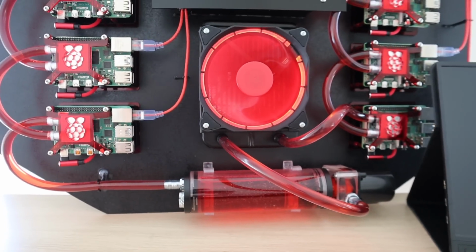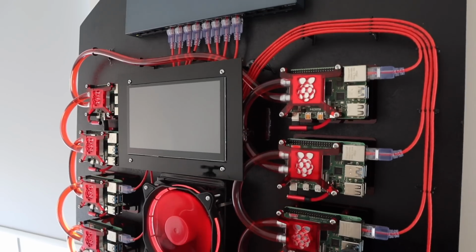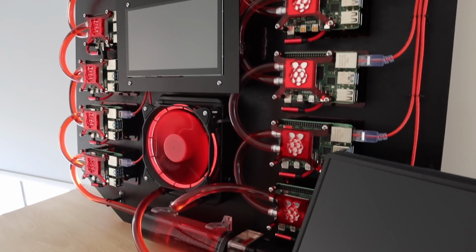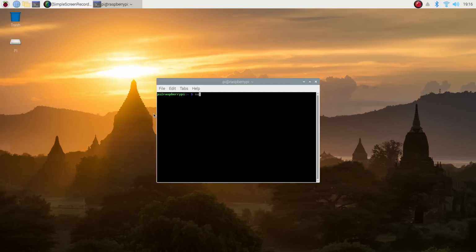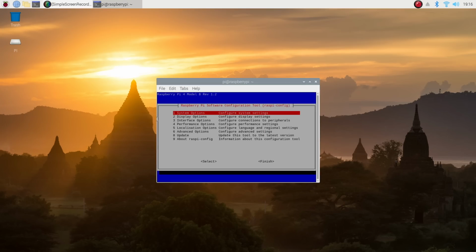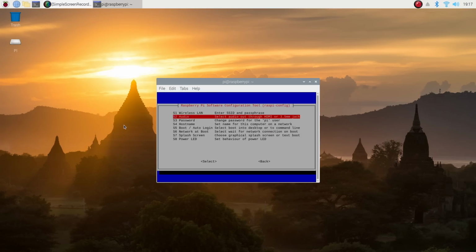Next, we need to get all the Pis overclocked and working together in the cluster. To do this, there are a couple of things we need to set up. We'll start by booting up each node, changing its username and password, and assigning a static IP address to it. We should then be able to access each Pi from our host Pi so that we can do the rest of the setup from a single point.